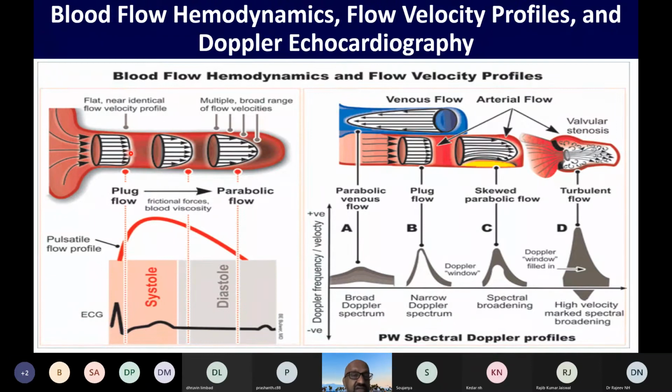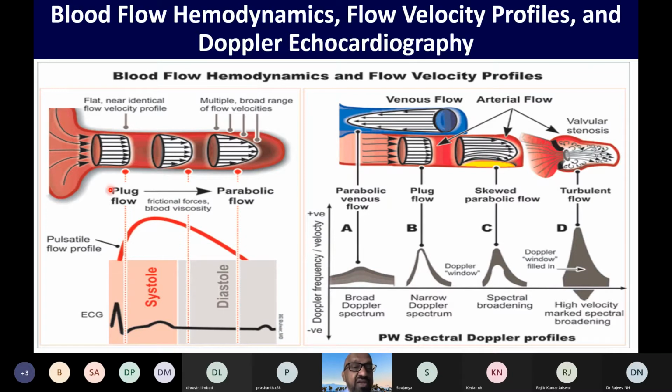Only thing is that blood is a non-Newtonian fluid, so it does not follow the same principles as water, which is a Newtonian fluid. So blood is a non-Newtonian fluid in the sense that there are several elements in the blood: the blood corpuscles, the white blood cells, platelets, RBCs, plasma proteins and other substances which are contained in the blood. So it makes that fluid into a non-Newtonian fluid. It does not obey Newton's laws.